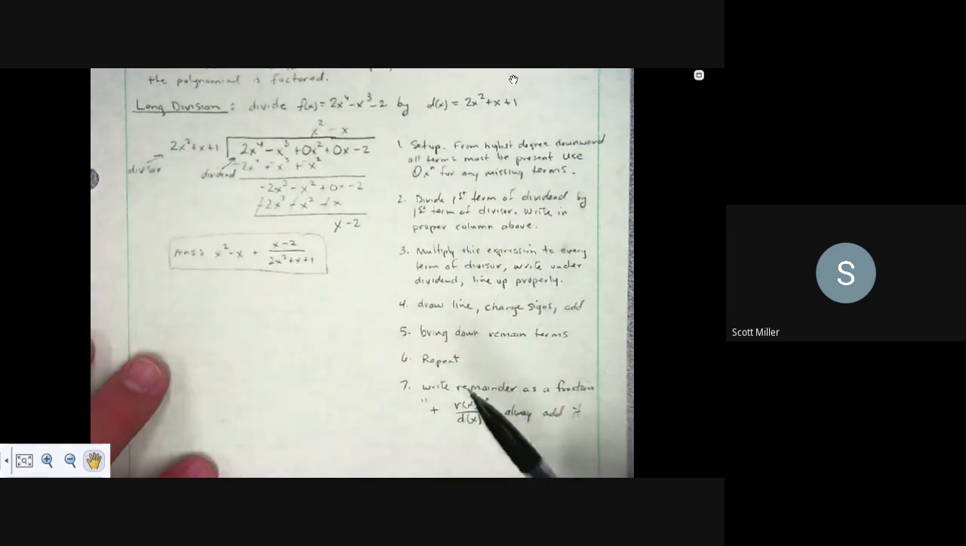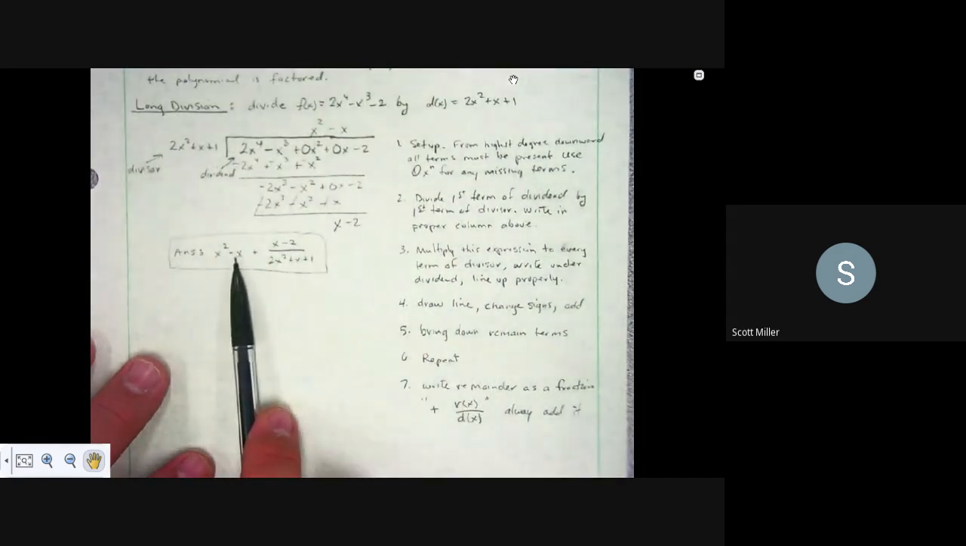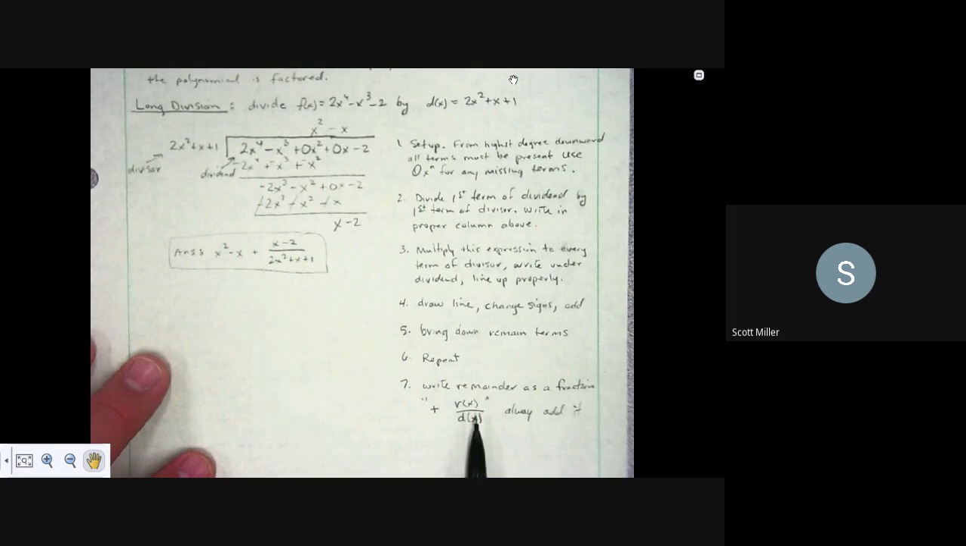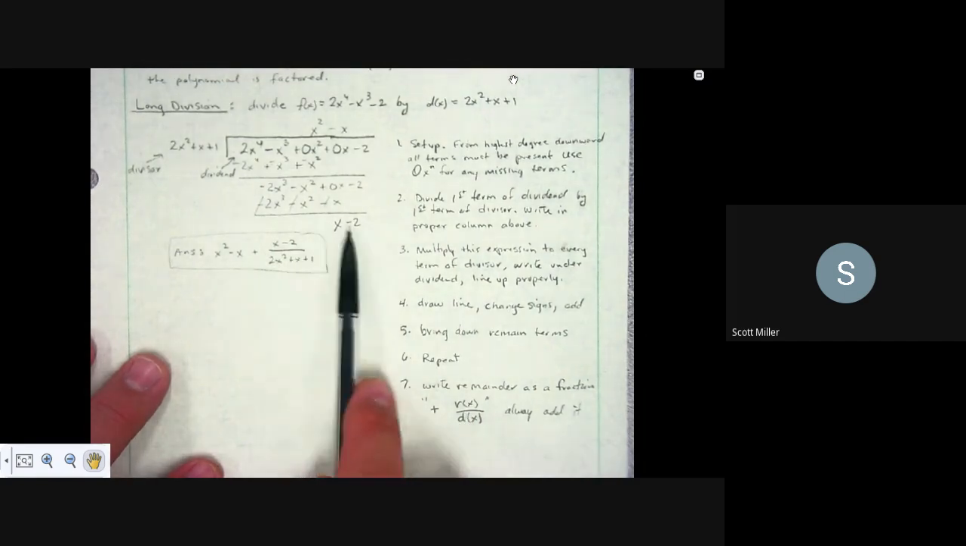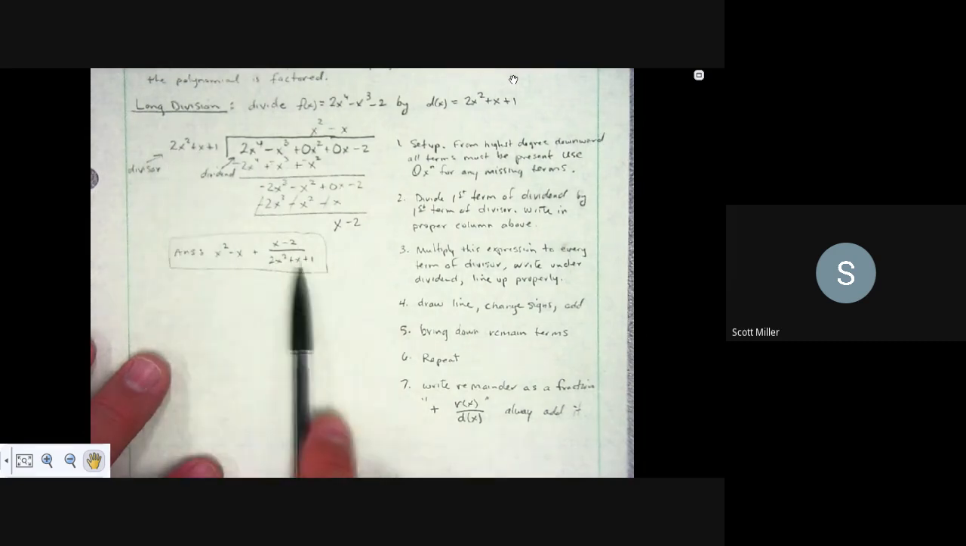And in polynomials, remainders are written in fraction form. So here's the quotient, x squared minus x, and it's always plus the remainder over the divisor. So always put a plus, even if this thing has minus signs here, it doesn't matter. Put plus, and then this on top, the divisor on the bottom. And that's how you write your answer. That's long division.